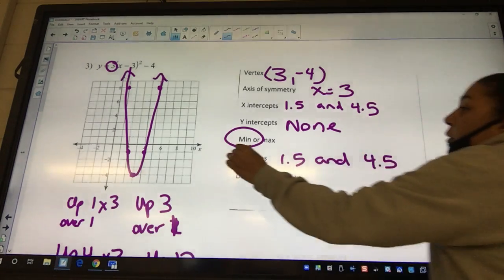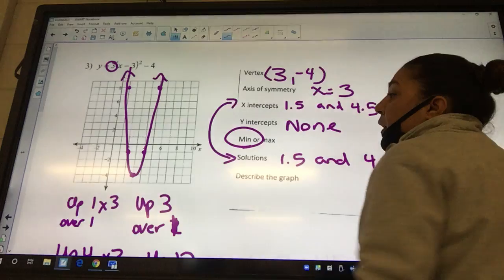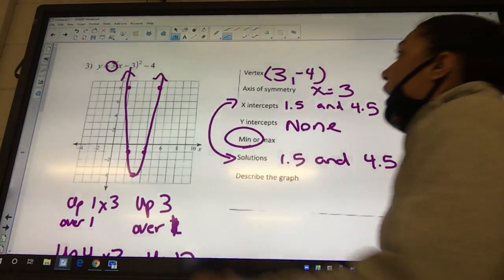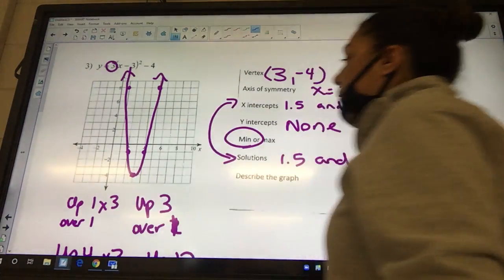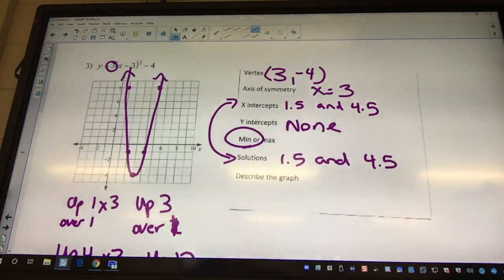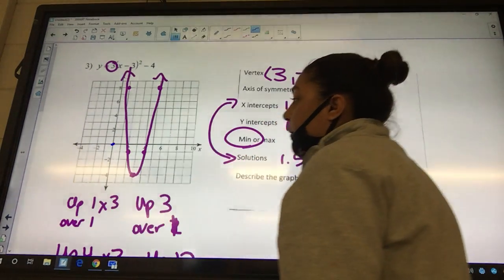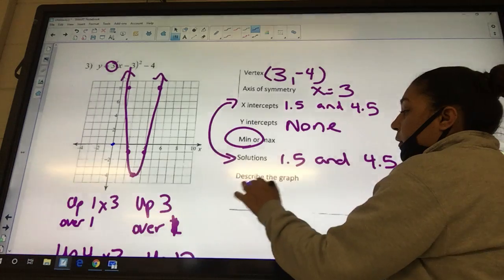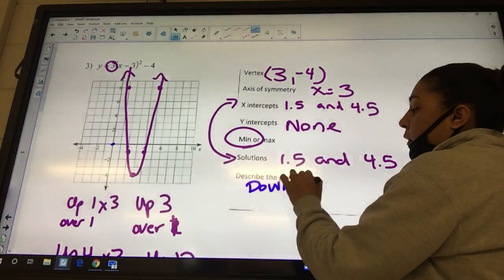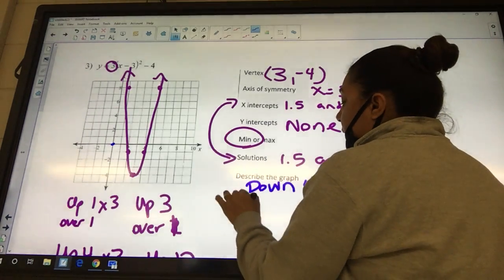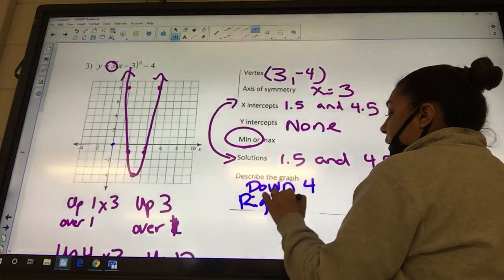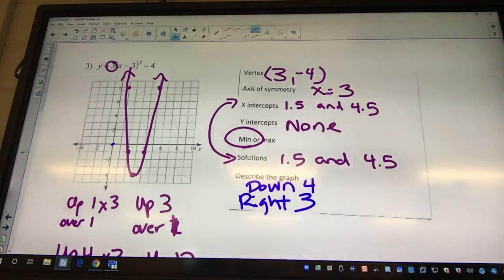Oh, I'm thinking of the graph. Remember, these are always the same. Okay, and then describe the graph. From the vertex, how many down do we need to go? Down 4. How many over? 3. Right?